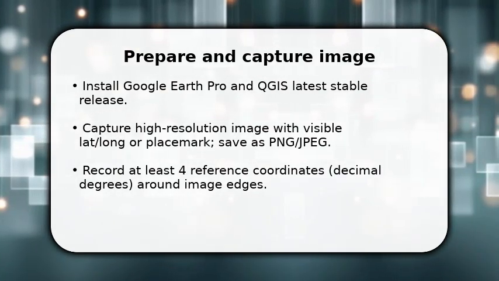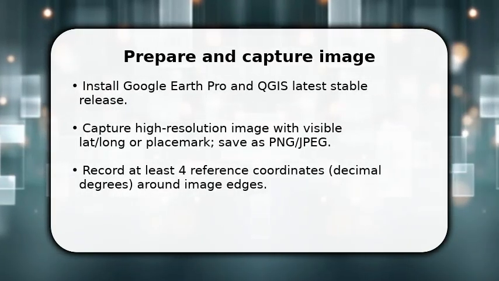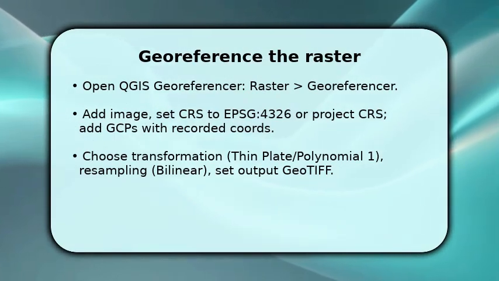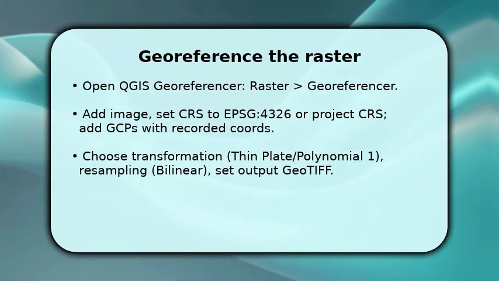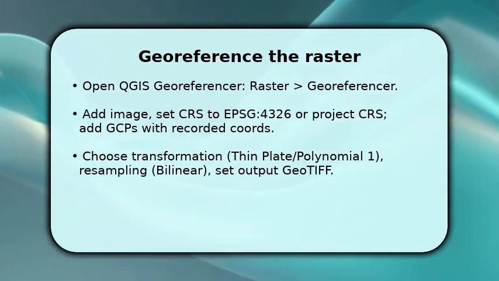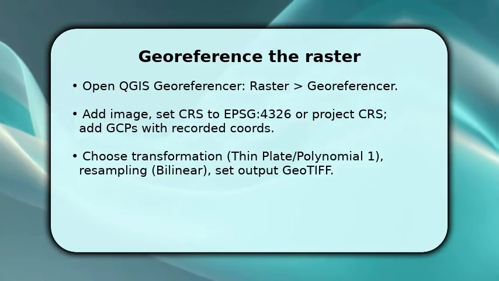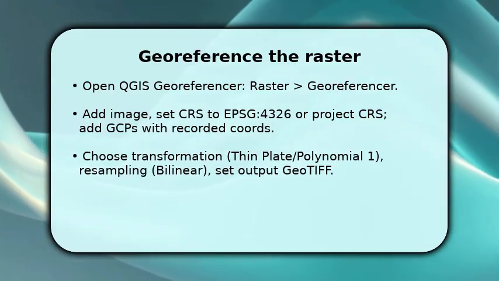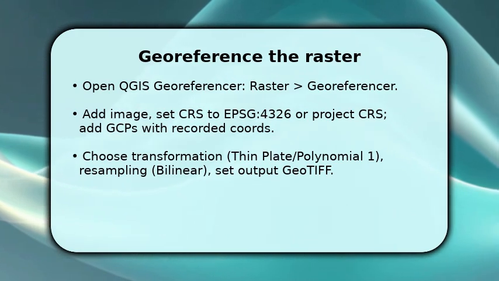Now bring the image into QGIS georeferencer to tie pixels to coordinates. You add the captured PNG, set the coordinate reference system to your project CRS, commonly EPSG 4326, then add control points by clicking an image point and typing the matching decimal degree coordinate you recorded. Use a simple transformation first, like polynomial 1 or thin plate spline if terrain varies, and pick bilinear resampling for photos. Finally, define the output.